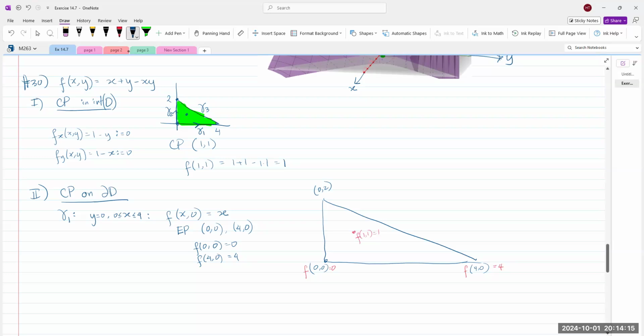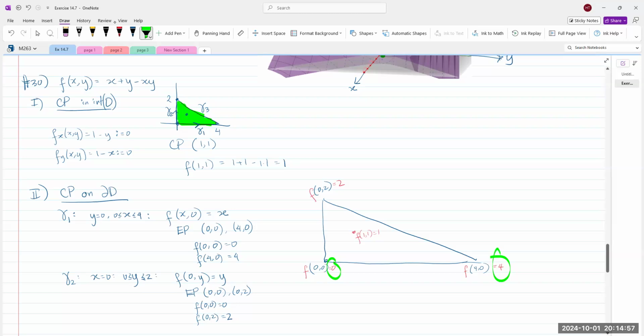Okay, now let's see the second path. That's when x equals 0 and y is between 0 and 2. So f(0, y) will be just y. Same thing, we don't have critical points in between, but we have endpoints 0, 0 and 0, 2. f(0, 0) we already know is 0. f(0, 2) is 2. So at this point we know that the absolute maximum is 4, the absolute minimum is 0 so far.